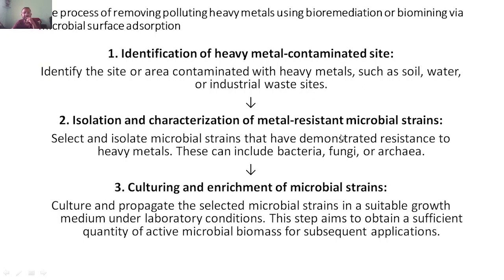Next, isolation and characterization of the metal-resistant microbial strain. Now select the particular bacteria or microbe and isolate that microbial strain, which is already proven to be resistant to heavy metals. These can include bacteria, fungi or archaea. Why does it have to be resistant to heavy metals? Because some bacteria, when they come in contact with heavy metals, will die. So it should be resistant to the heavy metal so that it can absorb it.